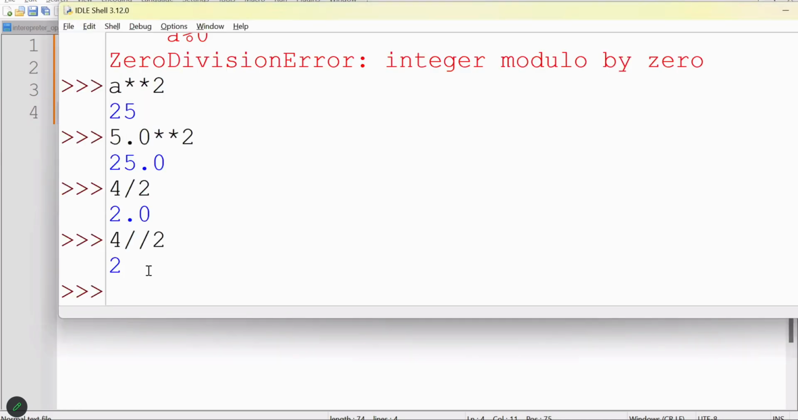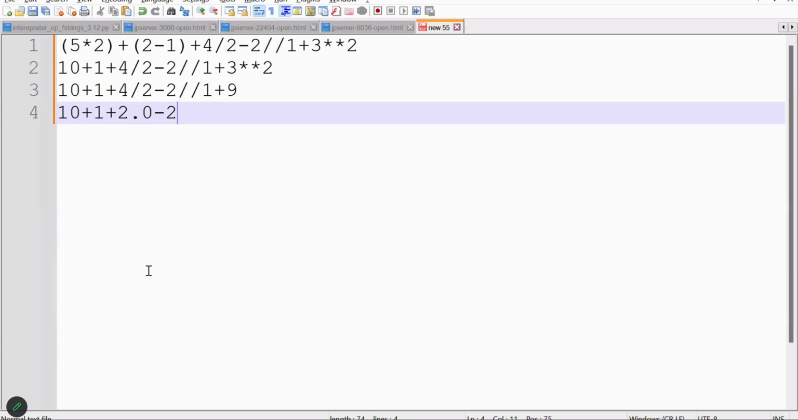So whenever you are expecting the result to be a float, it's better to use true division. But when you expect that all your numbers will be integers and the output will also be a proper integer, then you have to use floor division.